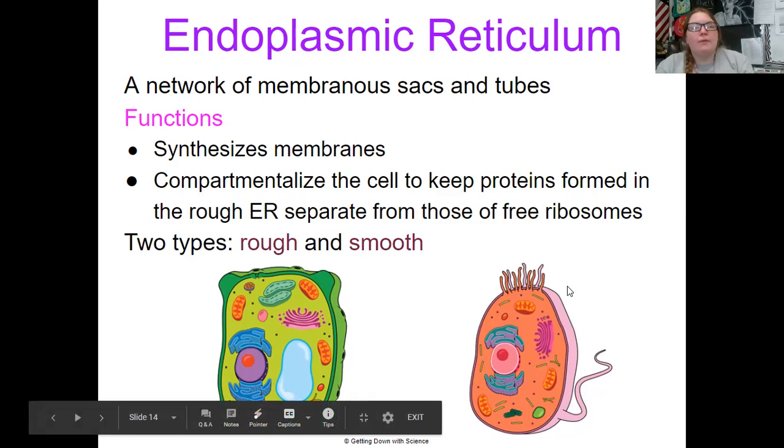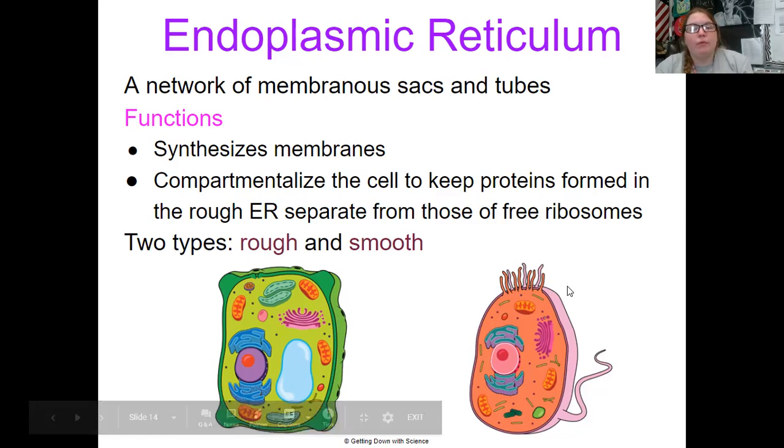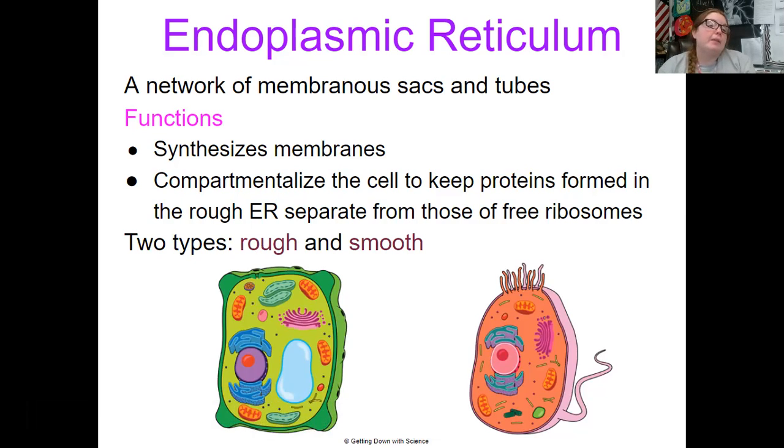There are two types of ER, as we said: rough and smooth. The rough one is focused on making proteins like insulin. And the smooth ER is where we're making lipids, like the phospholipids for membranes.